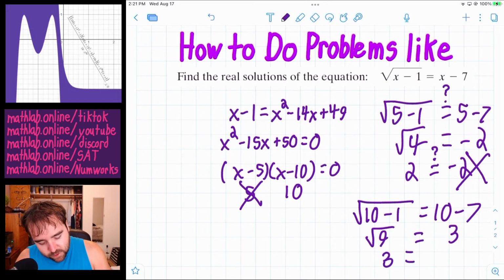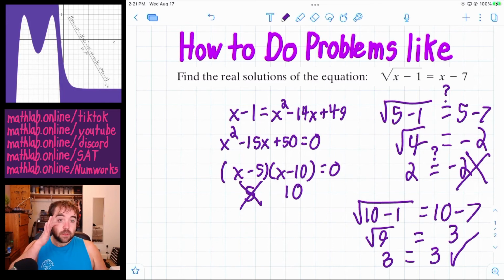So I am pretty sure it's possible to get no solution, and I'm pretty sure it's possible to get 2 solutions. But you see, here we got 1 solution. So you just got to test out all of your solutions whenever you solve a problem with square roots or cube roots in it.